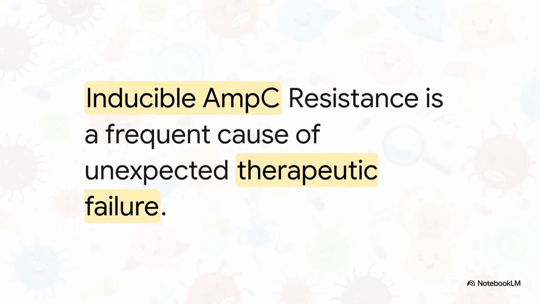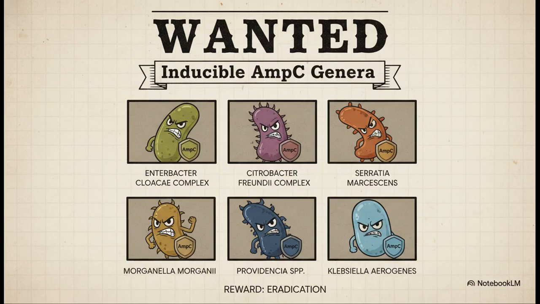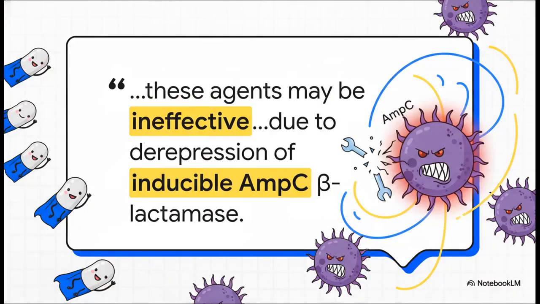Okay, I want to pause and really highlight this next point because it is a critical clinical warning: inducible AmpC resistance. This is a notorious cause of unexpected treatment failure. So which organisms should set off alarm bells for this? It's this specific group right here: the Enterobacter cloacae complex, Citrobacter freundii complex, Serratia marcescens, Morganella morganii, Providencia species, Klebsiella aerogenes, and Hafnia alvei.